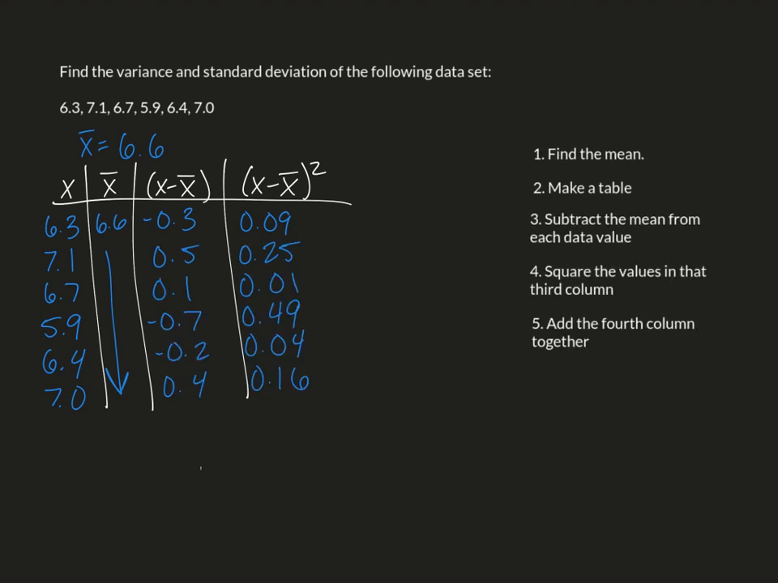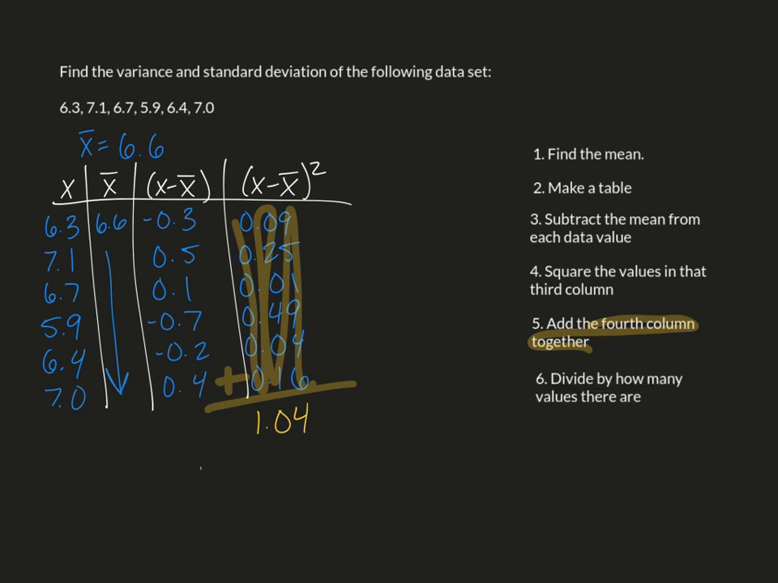Okay, your table should look like this when you have it all filled out. Notice I added the steps on the side, so we subtract the mean from each data value. That's that third column we did. Square the values in that third column. That gives us the fourth column. And then we need to add that fourth column together. So we are going to take this whole fourth column and add those numbers together. When we add them together, that's literally just adding, you get a value of 1.04.